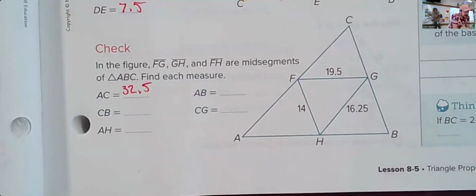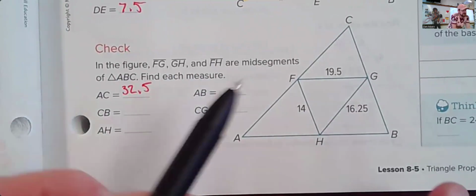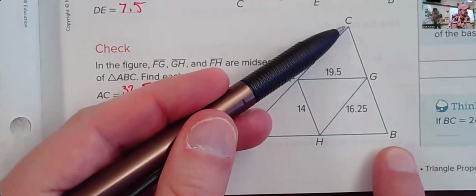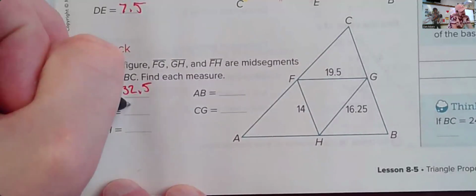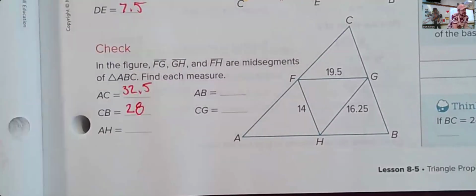All right. CB. How long is CB? 28. FH is the side it's parallel to. FH is half the length of CB. CB is 28.